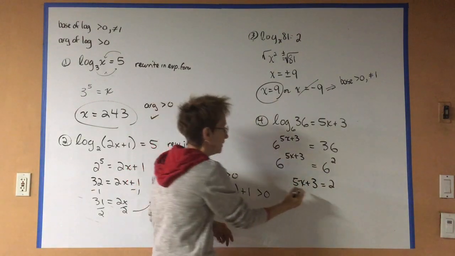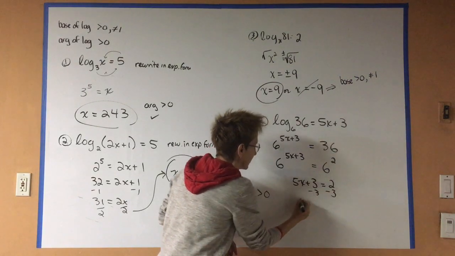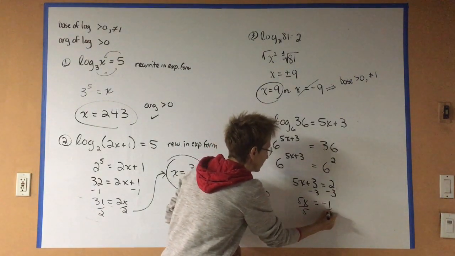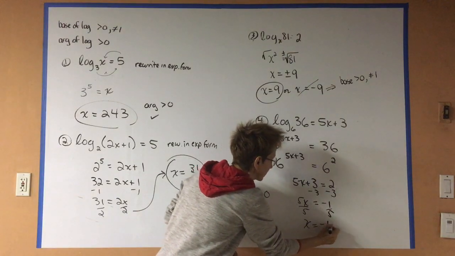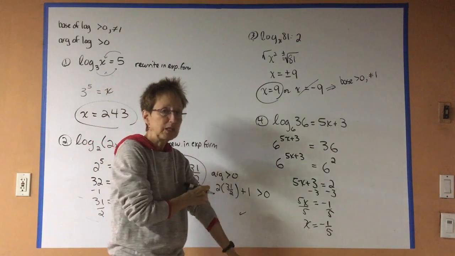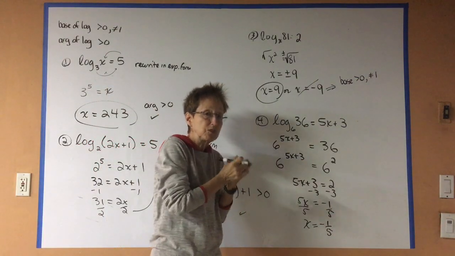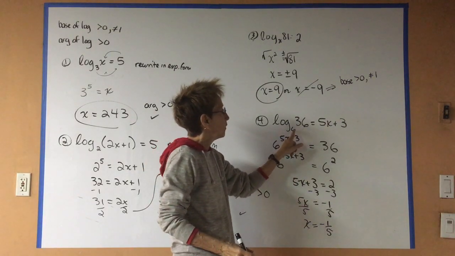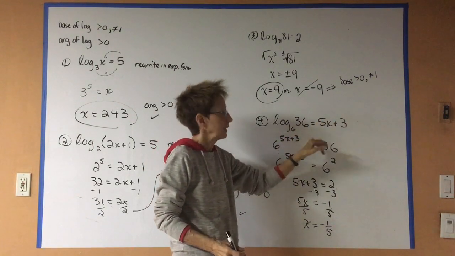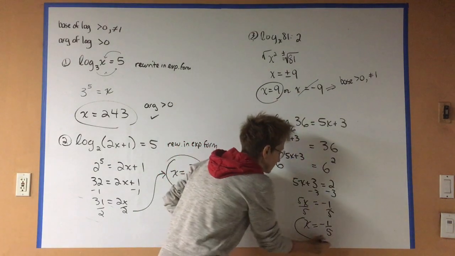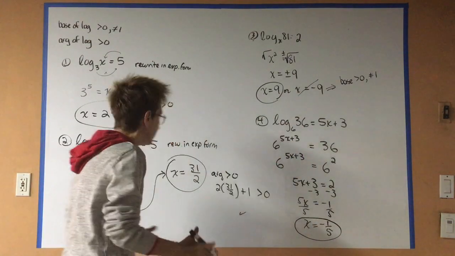Now it's linear, so I'll subtract 3. I'll get 5x equals negative 1. I'll divide by 5. So x is equal to negative 1/5. Before I circle it, I'm going to go look and see where the x was, because this was an original log equation. The x, oh look, it wasn't there or there, so this can be anything. It's just the base of the log and the argument of the log that I have to be careful with. So I'm good. This is my answer. X is equal to negative 1/5.